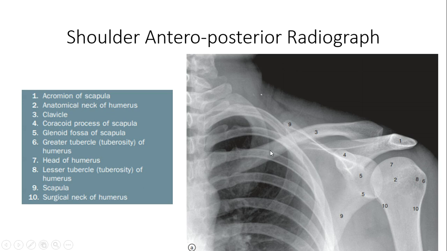Clavicle is the first bone of upper limb, and it has two ends: the sternal end, which is medial, and the lateral end, which is called the acromial end. It is a sort of S-shaped bone, and the medial end or the sternal end articulates with the sternum and forms the sternoclavicular joint.